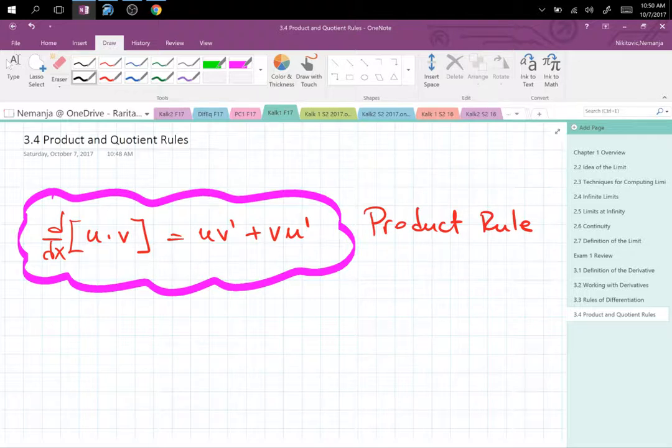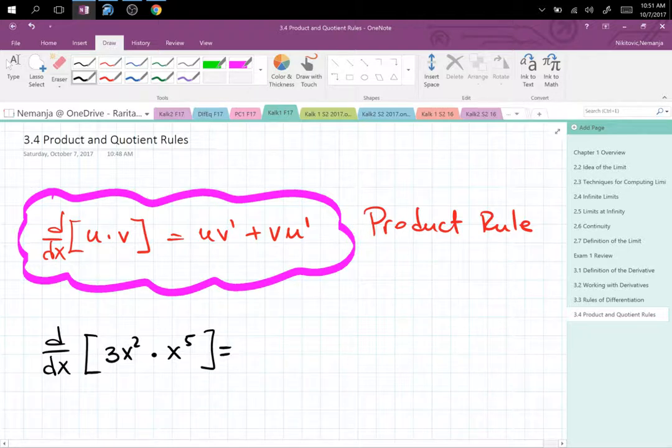Let's observe this at work. Say you want to take the derivative of 3x squared times x to the 5. Well, here's your u, here's your v, and then, as Nike would say, just do it. Copy the first. You see that u and u. So copy the first times derivative of the second. So copy first times derivative of the second plus copy second times derivative of the first.